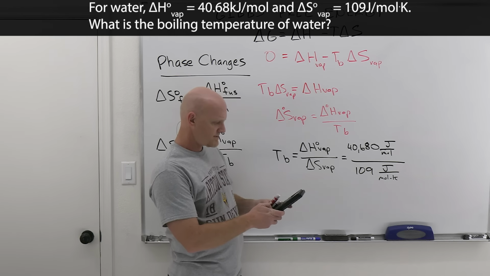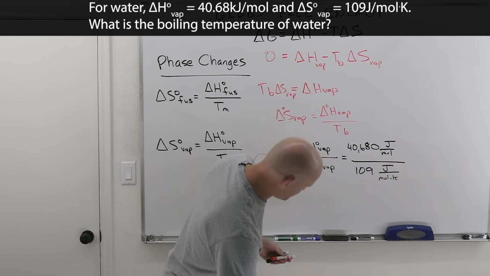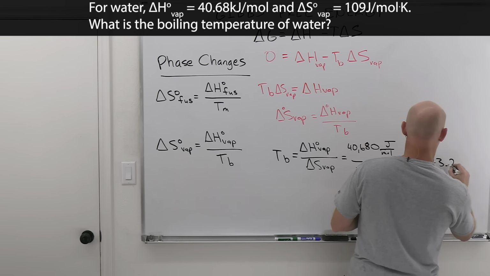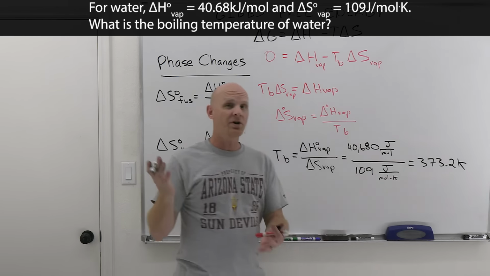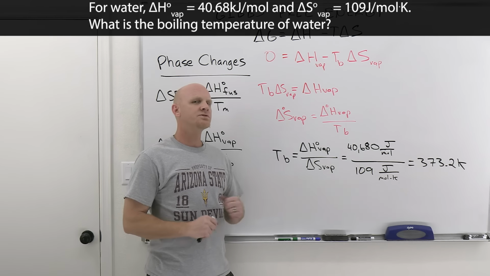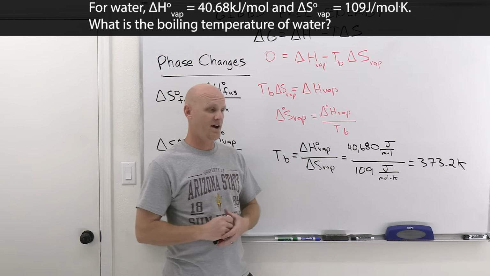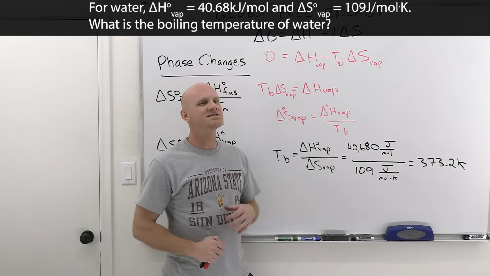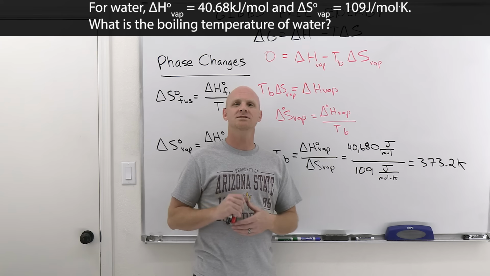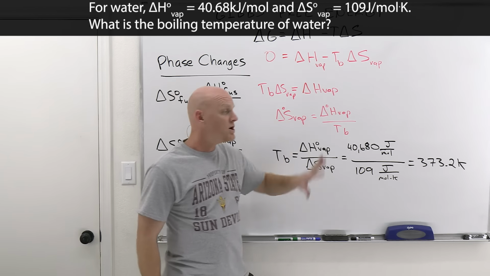All right, so 40,680 divided by 109 is going to give us 373.2 Kelvin, which would be right around 100 degrees Celsius. Now, obviously, you could have been like, Chad, I already knew the boiling temperature of water is 100 degrees Celsius. Why would I have ever done it this way? That is a great question. You should have been like, I know that one. But odds are they're going to give you a calculation for something other than water. And I'm guessing that you haven't memorized the boiling temperatures of every known liquid, right? But I wanted to work one out for one that you did know just to show you how it worked out.